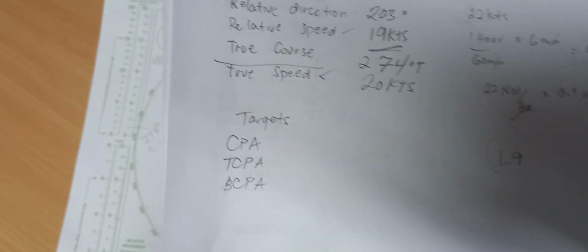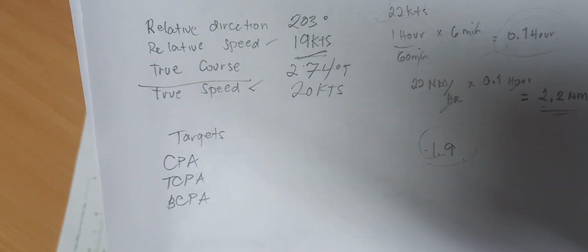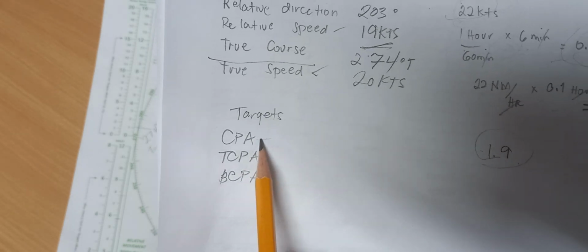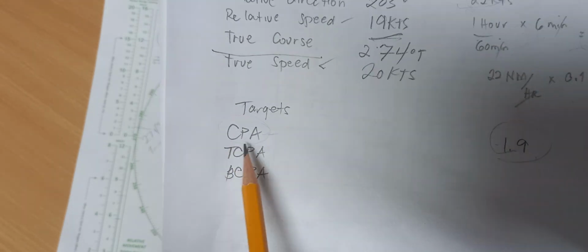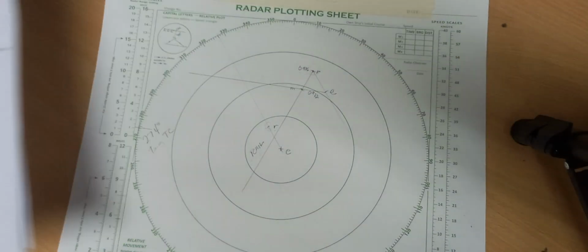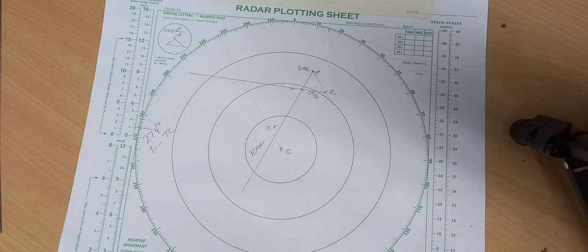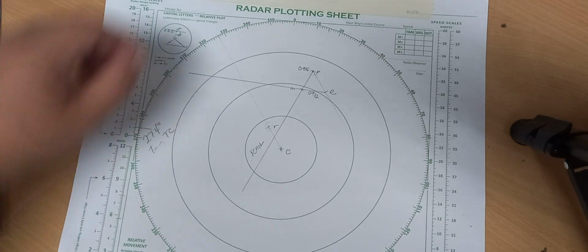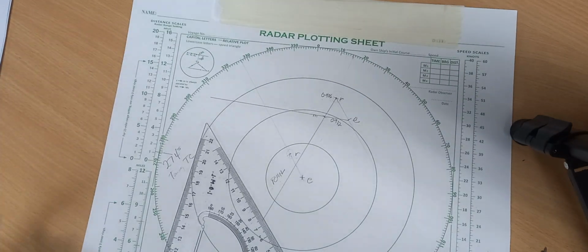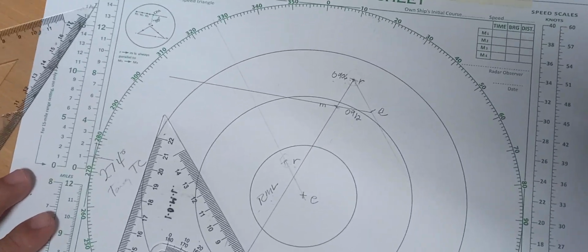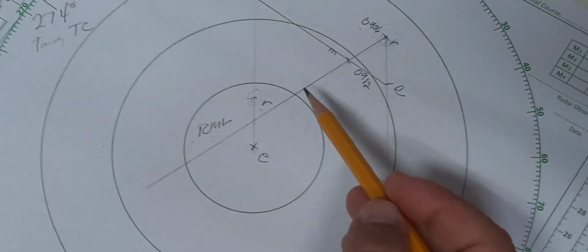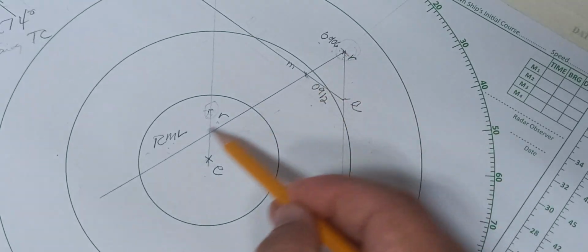Now, CPA is the closest point of approach where the ship is going to pass by our own ship, which is the closest point that it's going to approach us. How to get that? To get that, we need to measure 90 degrees, a perpendicular angle. Let's zoom it in. A perpendicular angle from the relative motion line.